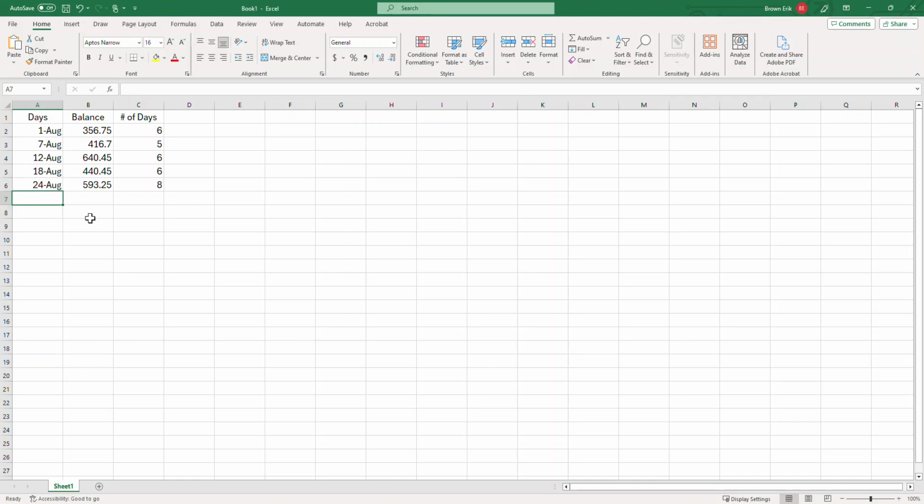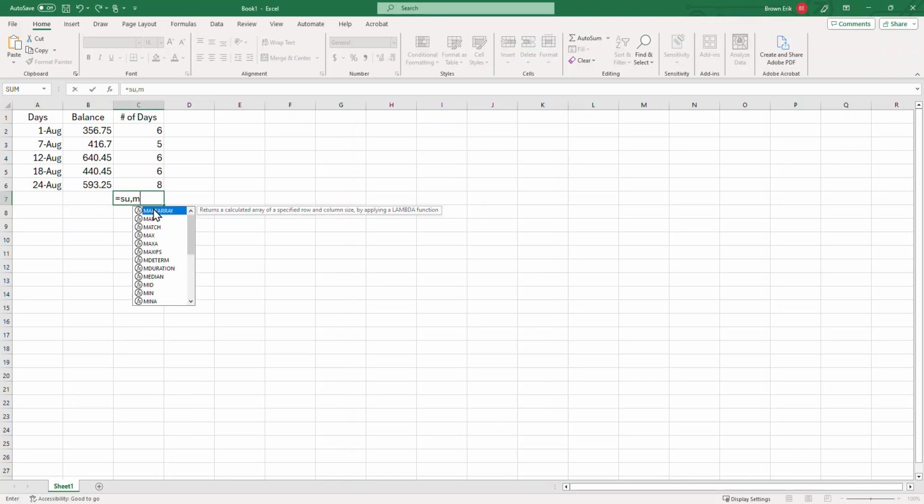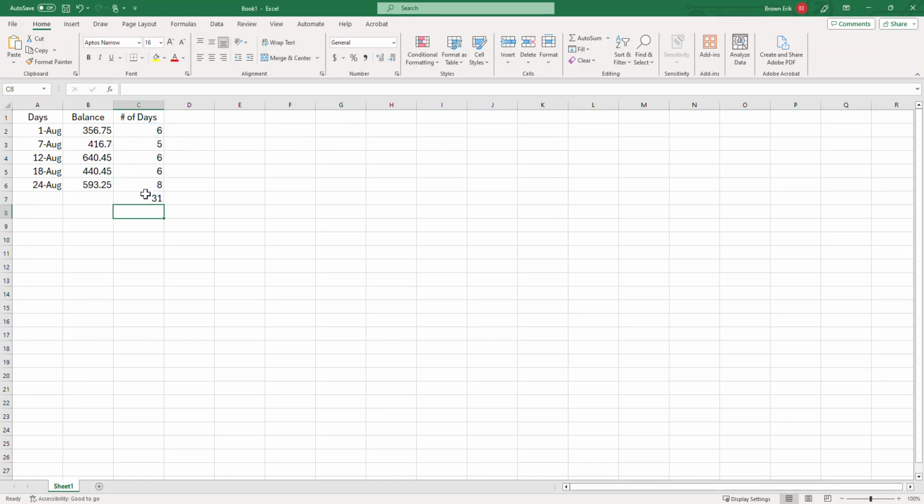So our strategy of subtracting the days doesn't work on the very last day of the month because we have to count that day. By the way, we can do a quick check. Did this work out? I hit equals, I type in sum, and then I select all these days. This should add up to the total number of days in the month of August. Oh, good, there are 31 days in the month of August. Okay, so what we've done is we've partitioned out the balance and the number of days in the month that it stayed at that balance.